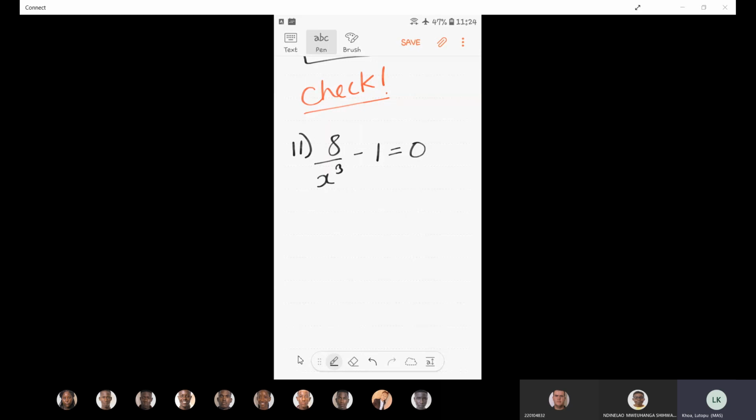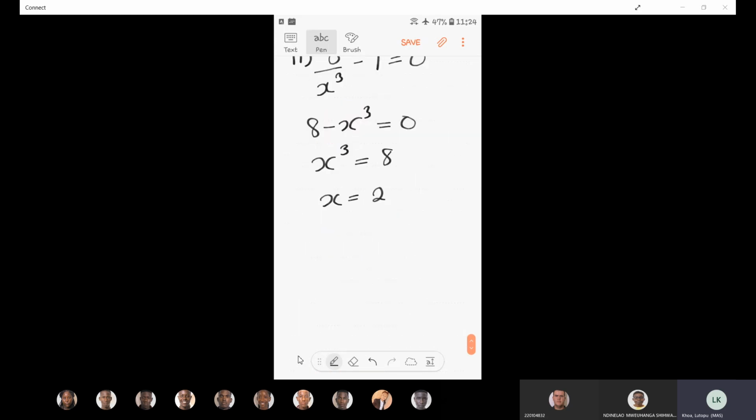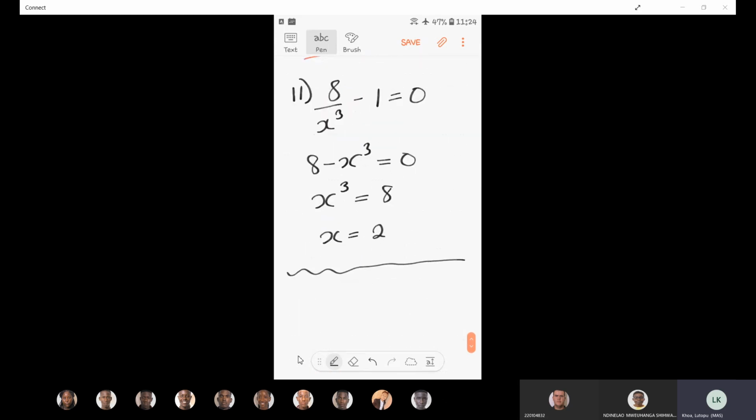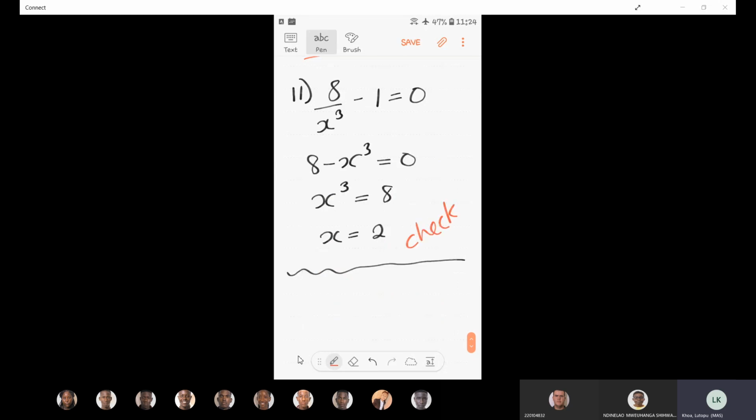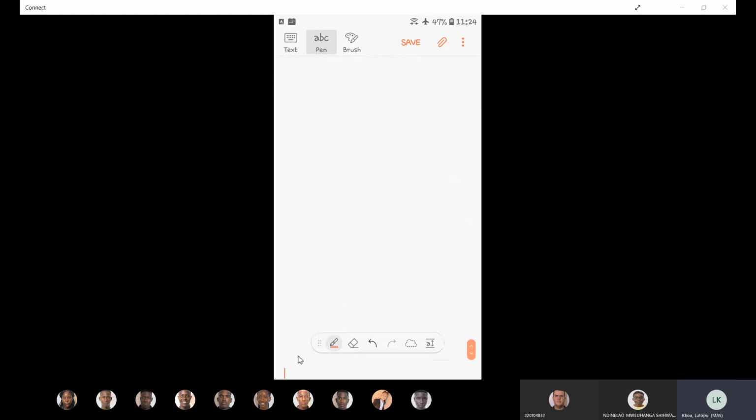So I have 8 minus x cubed. This is equal to 0. Therefore, x cubed is equal to 8. I take the cube root on both sides. This means that x is equal to 2. So this one is very simple to do. Nothing difficult there. And as usual, check the solutions. Make sure it does satisfy the equation.